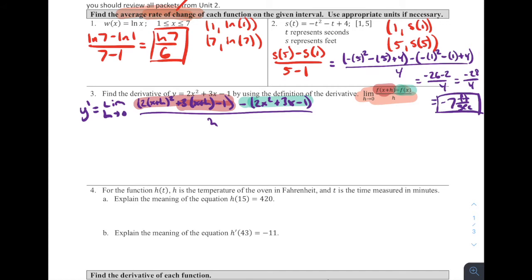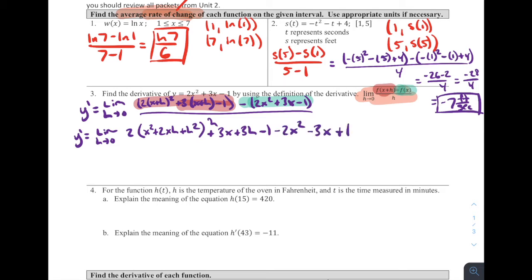So if we do that, we're going to have that y prime is equal to the limit as h approaches 0 of 2 times x squared plus 2xh plus h squared plus, if we distribute, 3x plus 3h minus 1 minus 2x squared minus 3x and then a plus 1, because again we distributed this negative sign to each of these terms that we've got right here. And of course this is all being divided by h.